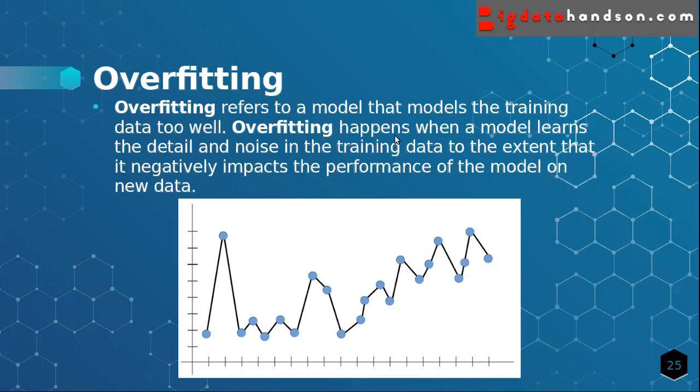Overfitting happens when a model learns the detail and noise in the training data to the extent that it negatively impacts the performance of the model on new data. So overfitting means the regression line is fitted for the training data only. If you give testing data, it will not predict correctly.